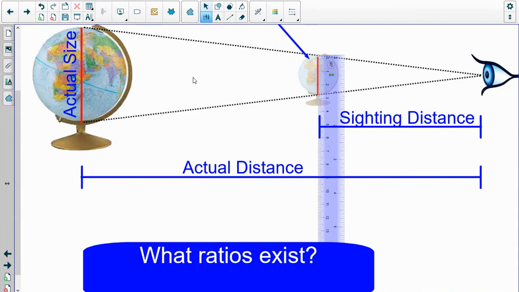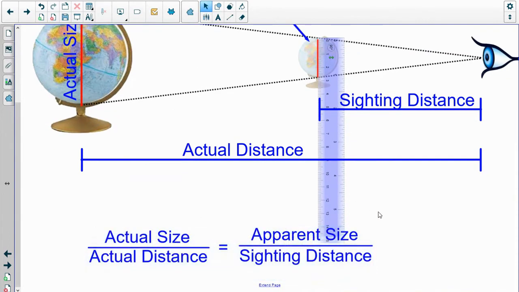So let's bring that together into a single equation. Again, this is just one of many that would work, that would describe some of the relationships, or ratios, that exist here. So this one I happen to choose: actual size is to actual distance as apparent size is to sighting distance. And what this means mathematically is that if we can measure the apparent size of something, and we can always measure the sighting distance, if we know the actual distance, then we could figure out what the actual size of that object is.